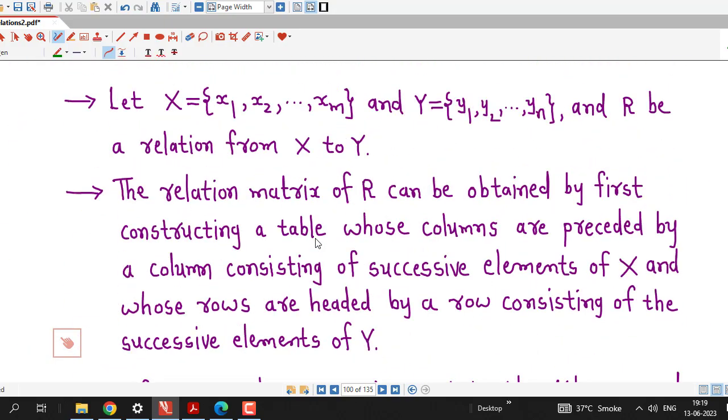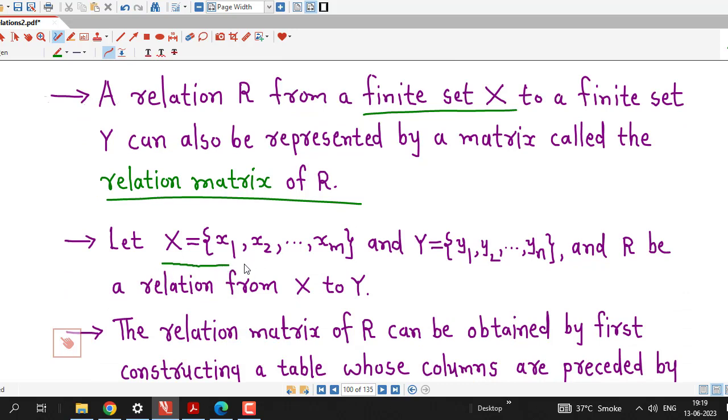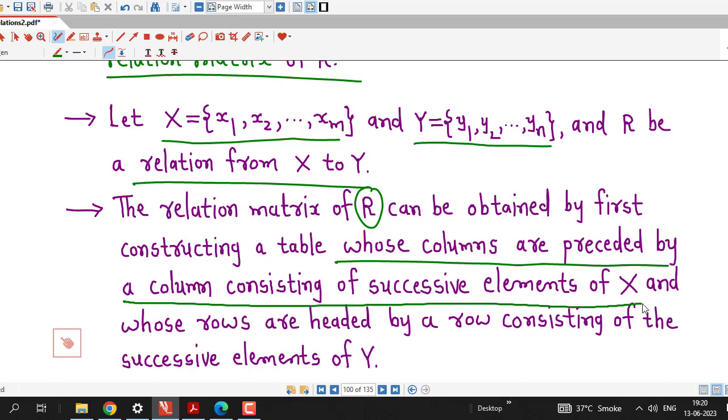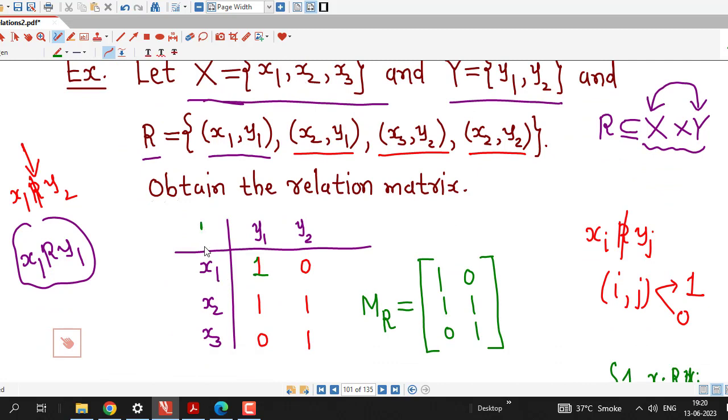So that I have written systematically here. A relation R from a finite set X to a finite set Y can also be represented by a matrix called the relation matrix of R. Suppose I consider set X having m elements, set Y having n elements, and suppose R is a relation from X to Y. So to write down the relation matrix of R, first we prepare a table whose columns are preceded by a column consisting of successive elements of X. That means elements of X are written here.